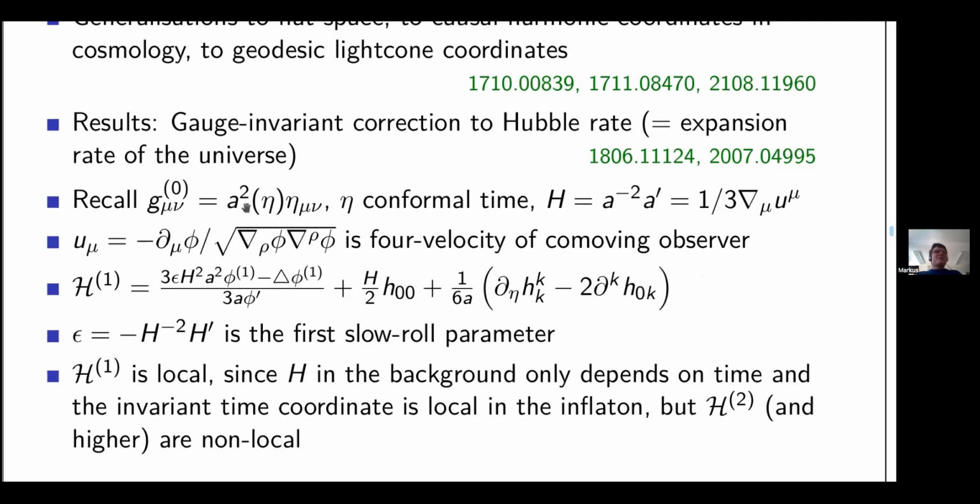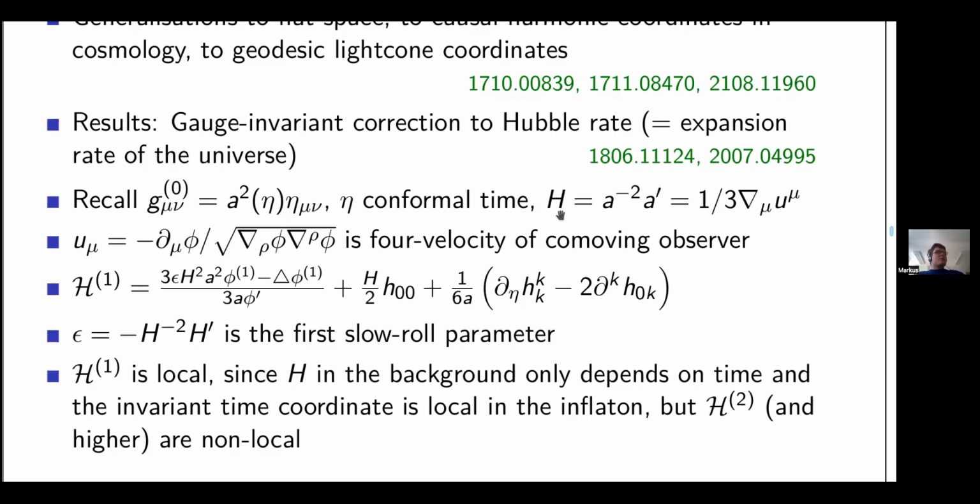So recall the background metric is conformally flat, eta is the conformal time, and on the background, the Hubble rate is just the rescaled derivative of the scale factor. So you can also write this as 1/3 of the divergence of a 4-velocity of some observer that is moving at the same speed as the inflaton. So it's just the gradient of this phi. As you see, it's a divergence of this 4-velocity, so it gives you really an expansion rate.